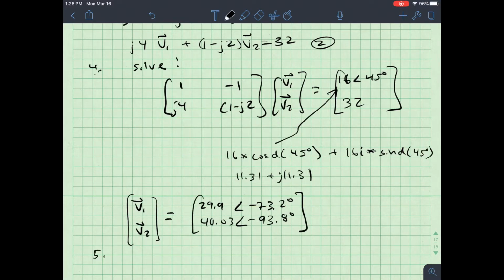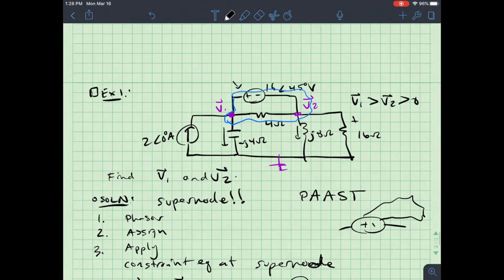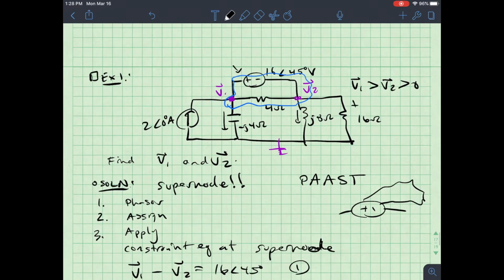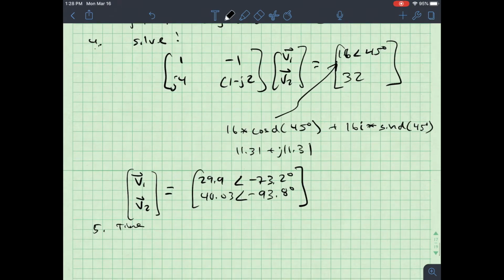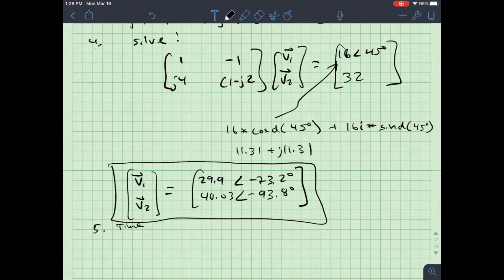Now, step 5 is normally go to the time domain, but if you recall in the beginning of this example I said find v1 and v2 in phasor form, so I can actually stop at this point. Now, if you can't get to the same place using algebra, you've done it wrong, and that's the time to contact me and ask me some questions.